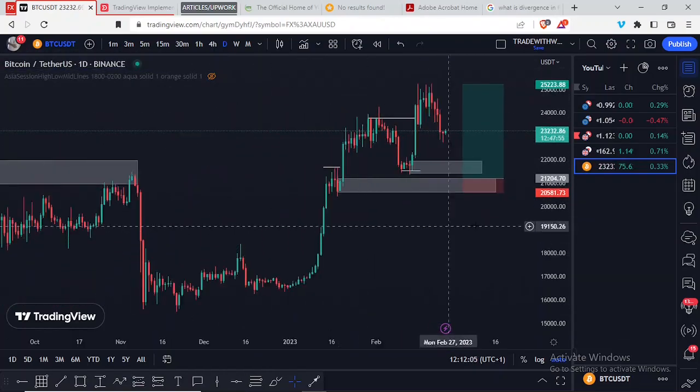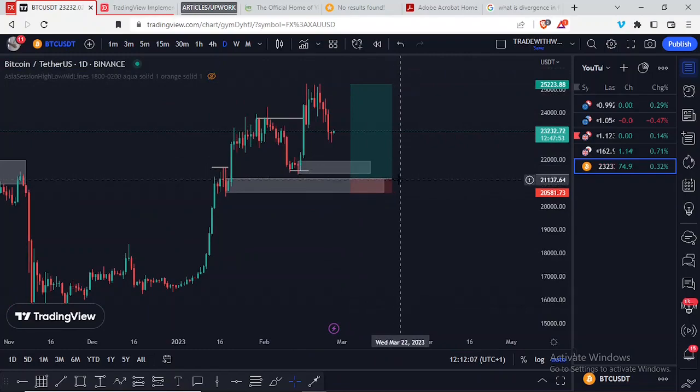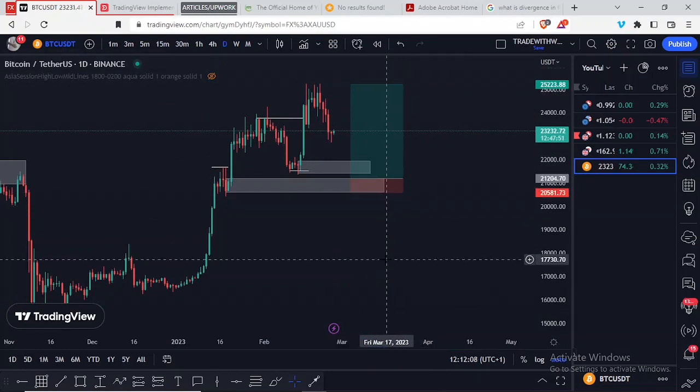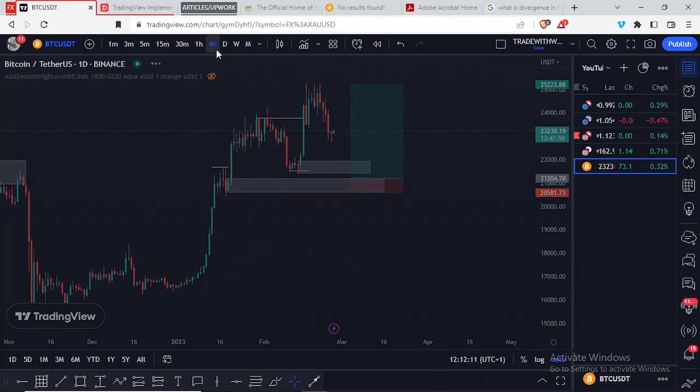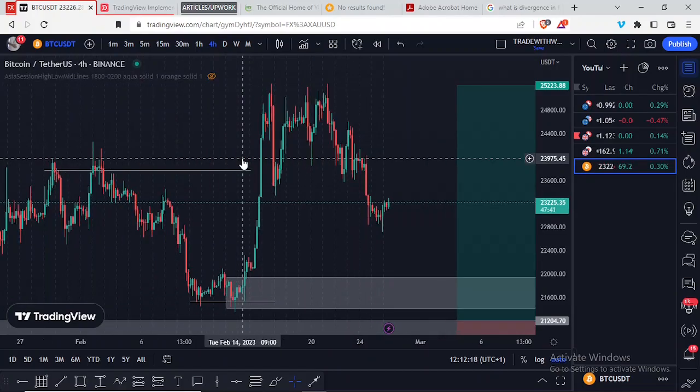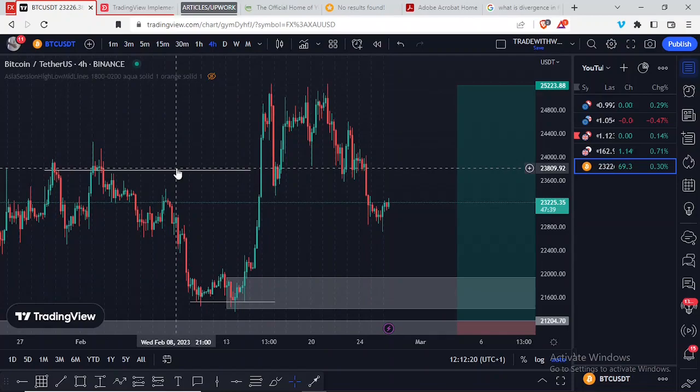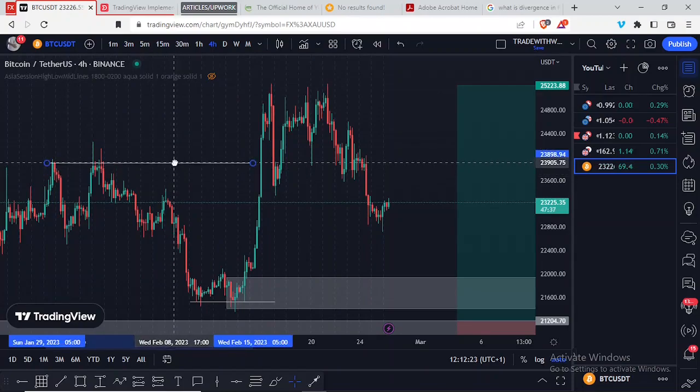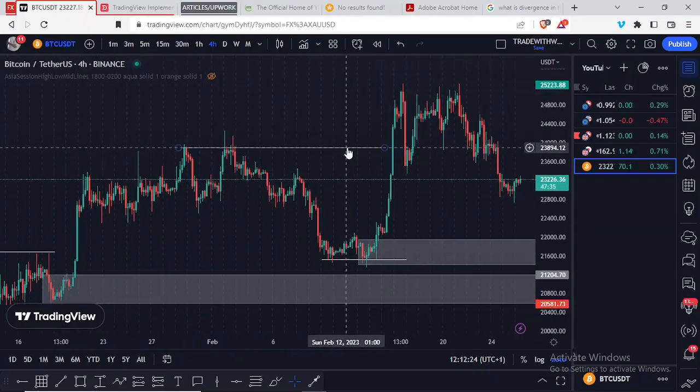So when I want to look for entry, what do I want to do? I want to go to the 4-hour time frame. You can also use the 1-hour time frame for your entry, but for the purpose of this video, I'm using the 4-hour time frame, because the bigger the time frame, the bigger the move is going to be. Since you are targeting swing trades, you shouldn't be looking for small moves. You want to look for big moves. So the 4-hour time frame is actually very nice.